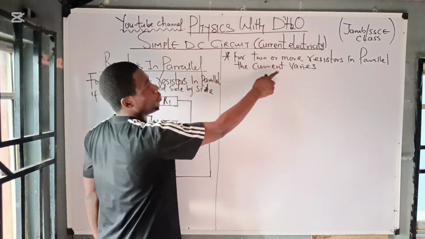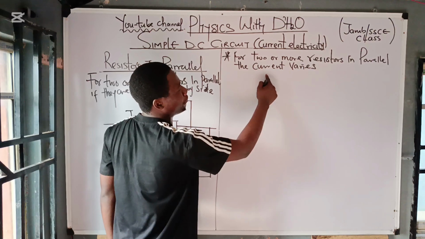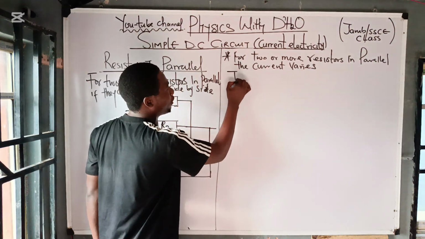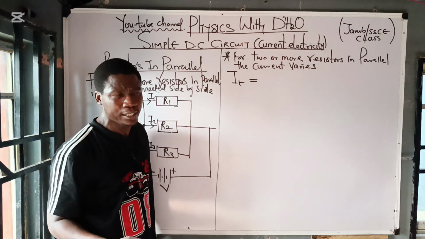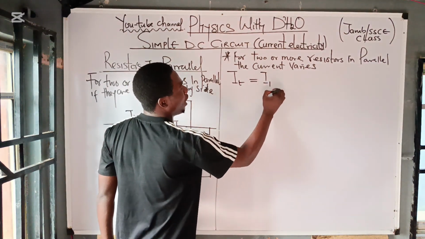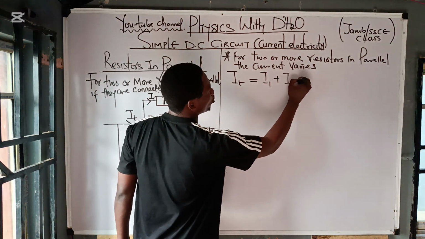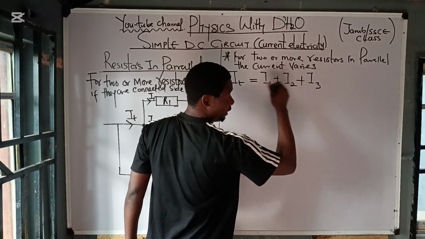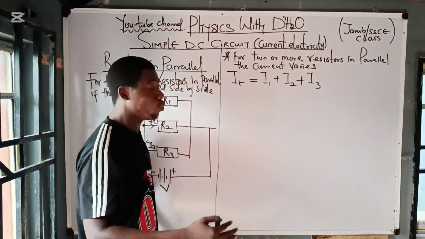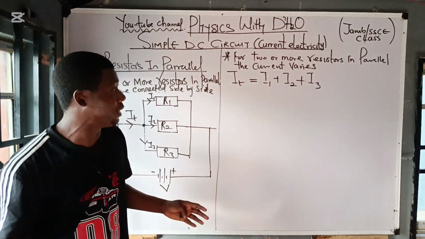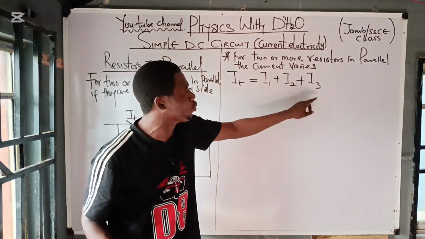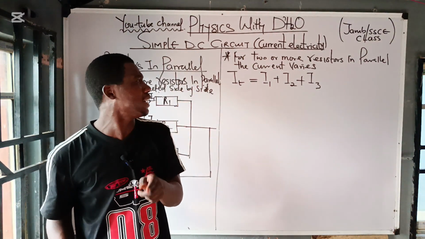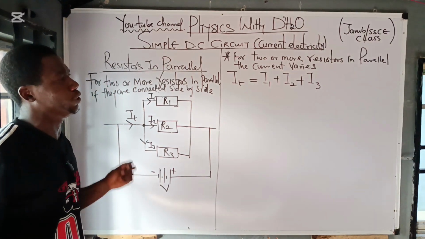So for two or more resistors in parallel, the current varies. The total current is the current coming from the battery. Do you understand? So it equals what? I1 plus I2 plus I3. It can be more than 3 currents when you have more than 3 resistors in parallel. So understand this: I total is I1 plus I2 plus I3. But we discover something.